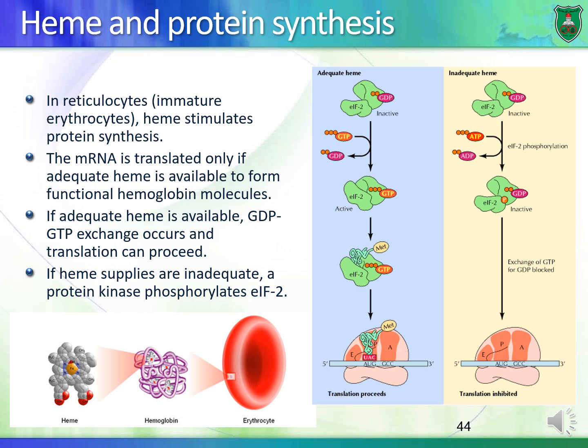Now, this global regulation of translation also works for reticulocytes. So reticulocytes are immature erythrocytes. They are the precursors of erythrocytes. Erythrocytes are red blood cells. Now, these erythrocytes are full of hemoglobin molecules. Hemoglobin is the carrier of oxygen in red blood cells, and there are millions of hemoglobin molecules inside these cells.